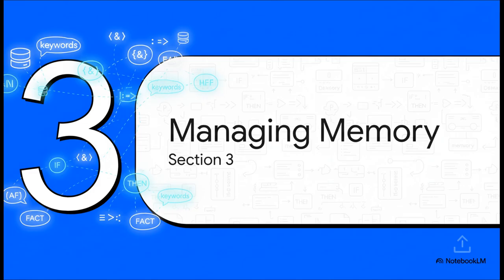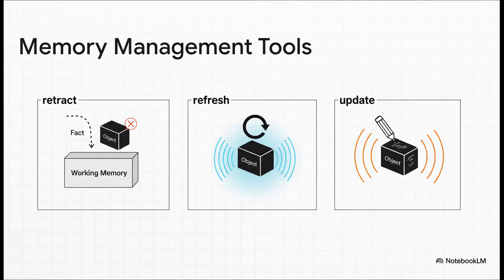This next set of keywords is all about managing the facts, the live objects that are floating around in the engine's working memory. You've got three main tools for this. Retract is super straightforward. It just removes a fact from memory, completely gone. Refresh is what you use when an object's data was changed by something outside the rules. It tells the engine to take another look at it.